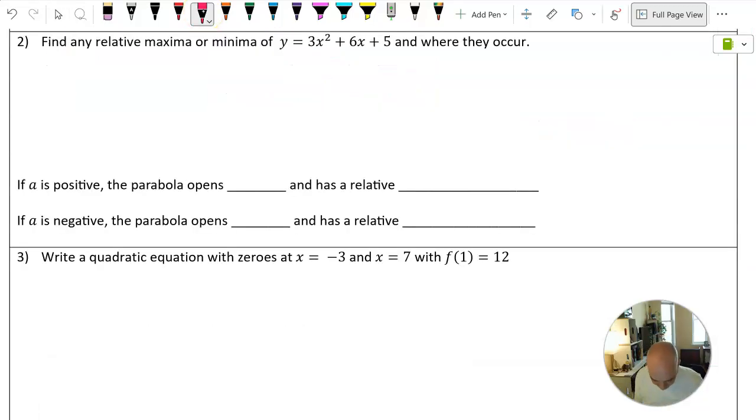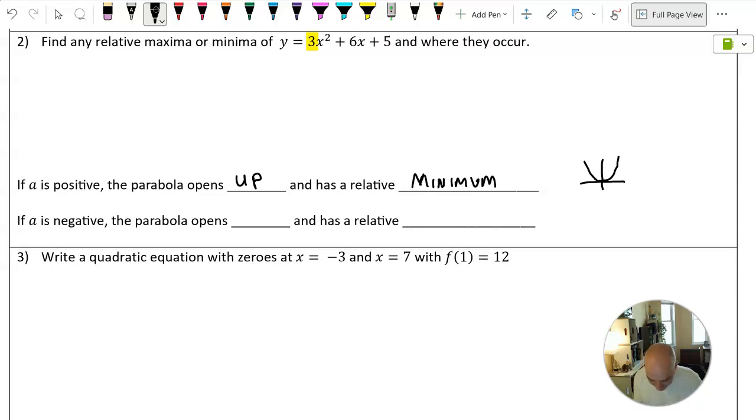All right, before we get too excited, let's fill in the bottom of this note because it helps to know what we're looking for. Are we looking for a maximum or a minimum? The thing that tells us that is the number in front of the x squared term. That's our a value. If a is positive, we're looking at a parabola that opens upwards. I'll just say up. And if the parabola opens upwards, it is going to have a relative minimum.